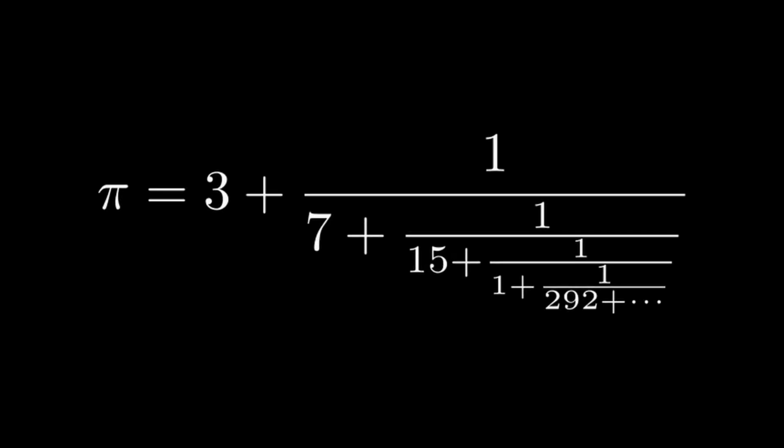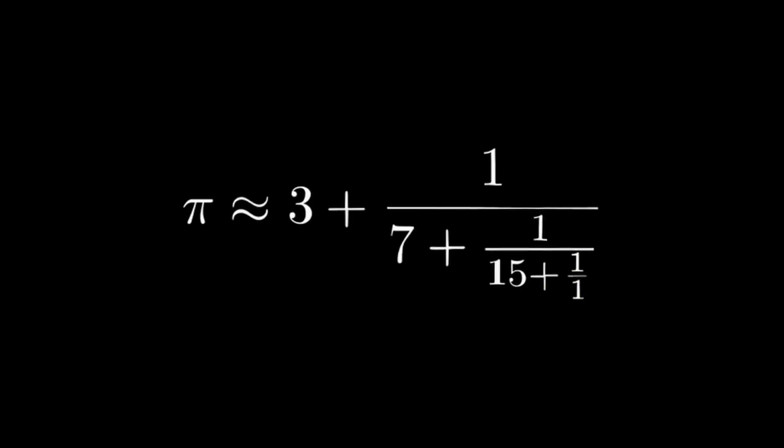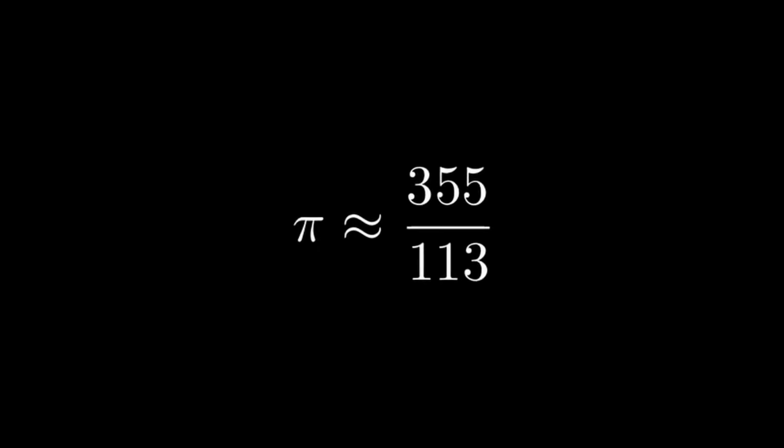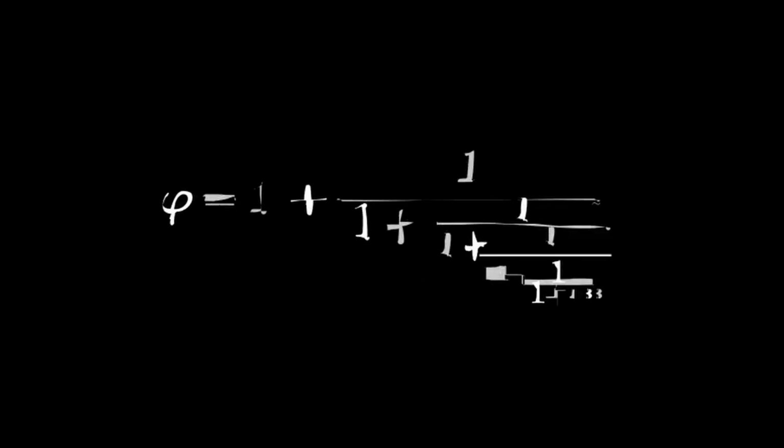If we look ever so slightly farther into the fraction, we see 292, which is even larger than all the previous numbers. If we once again say that 1 over 292 is approximately 0, we get the slightly less well-known approximation, 355 over 113. Let's go back to our continued fraction for phi.